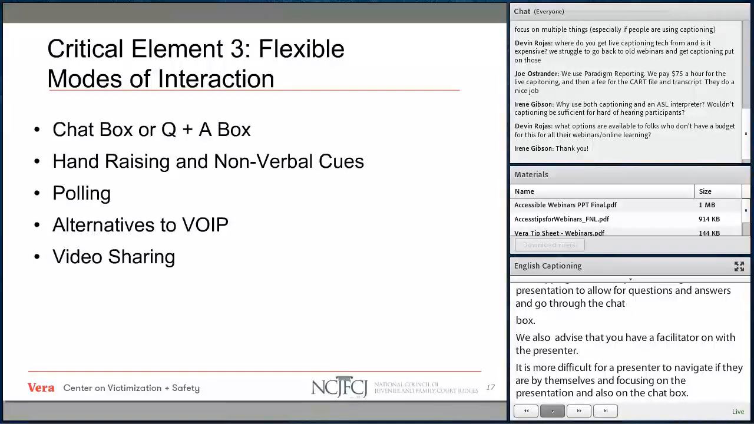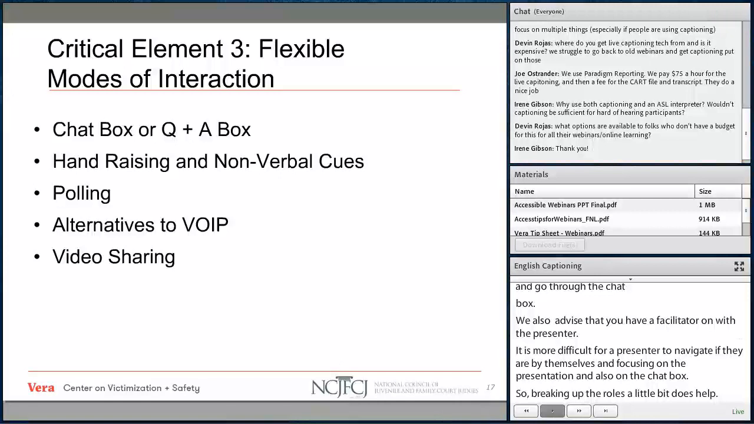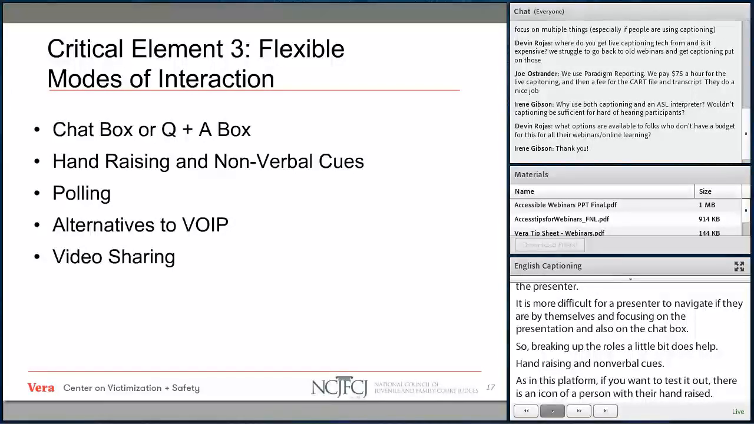Hand raising and nonverbal cues. So as in this platform, if you want to test it out, at the top of your screen there's an icon of a person with their hand raised. You can either raise your hand by clicking that, or just to the right of that, there's a drop-down menu where it would give you different options. So if everyone wants to just test that out really quick.